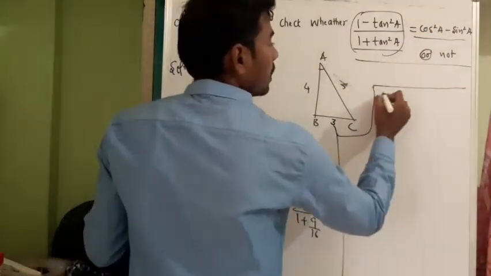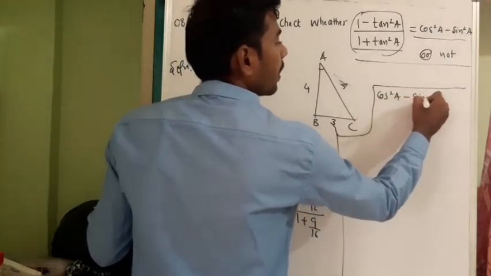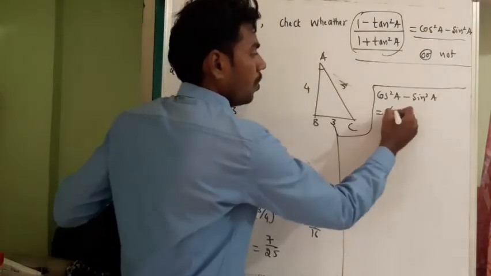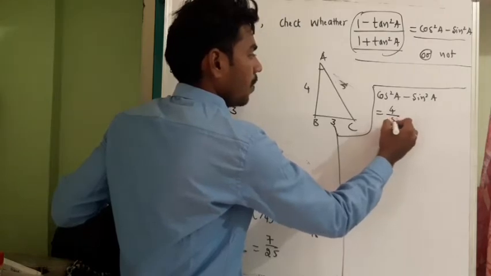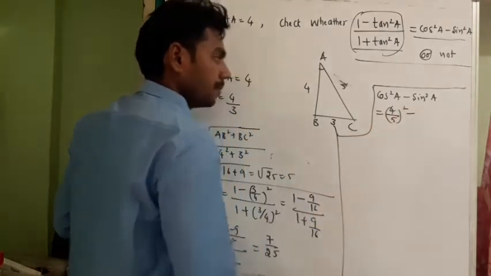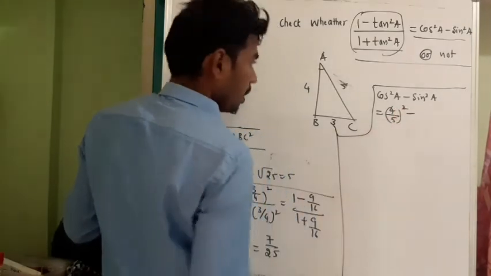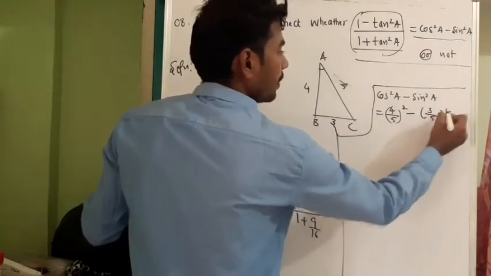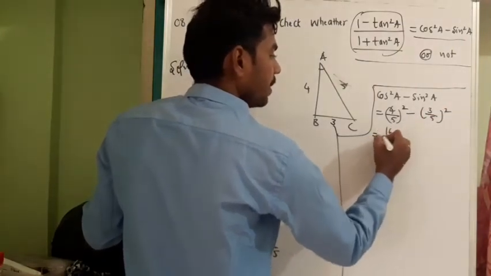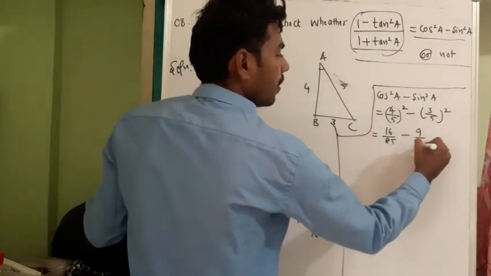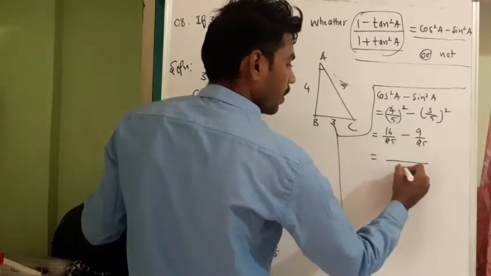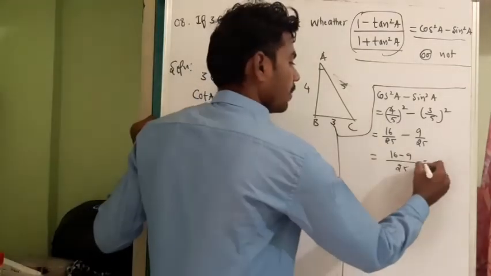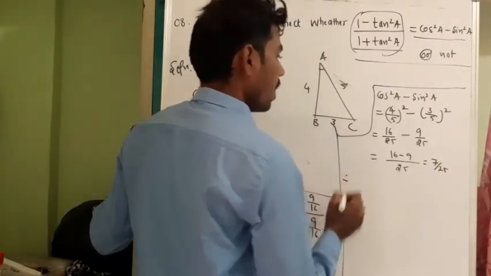Next, cos square A minus sin square A. What is cos A? Adjacent by hypotenuse, (4 by 5) whole square minus, next, sin A, opposite by hypotenuse, that is (3 by 5) whole square. So that is 16 by 25 minus 9 by 25, 25 is the LCM. Since the denominator is the same, 16 minus 9 is nothing but 7 divided by 25.